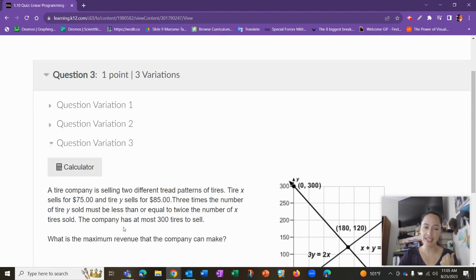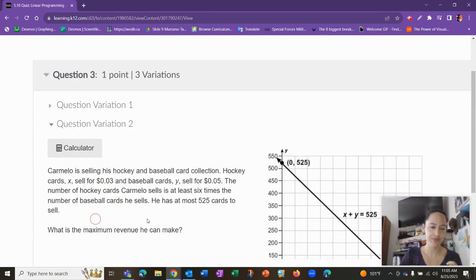A tire company. So if you were in Help Lab with me, we worked on this problem several times, and I'm tired of it. If you weren't in Help Lab, then that's a little inside joke as we were working through this one. So let's look at a different one. All right, hockey. So we did the tire question in Help Lab. We did the candy question, which is variation 1 in the live session. So now let's talk about baseball cards.